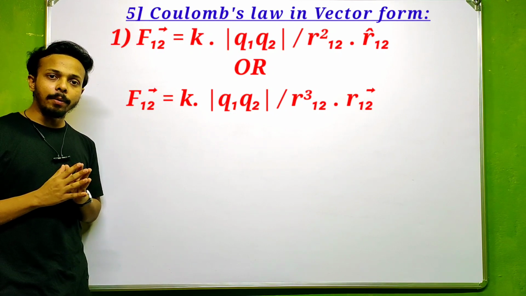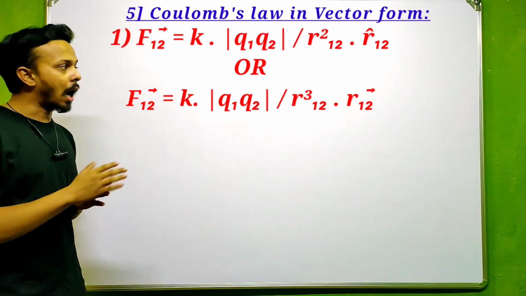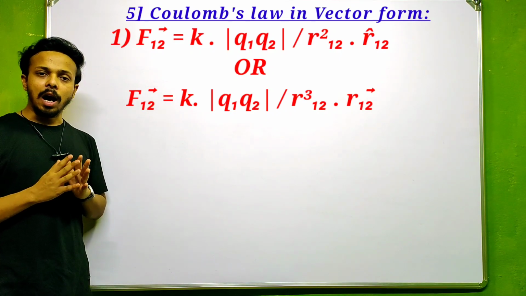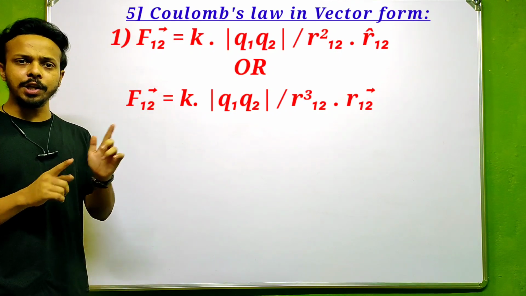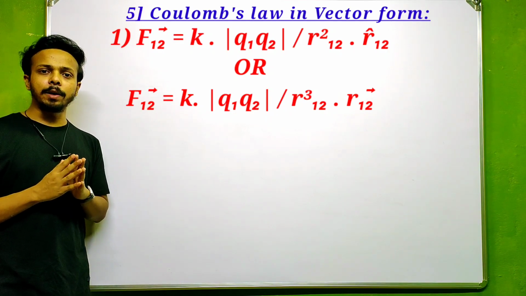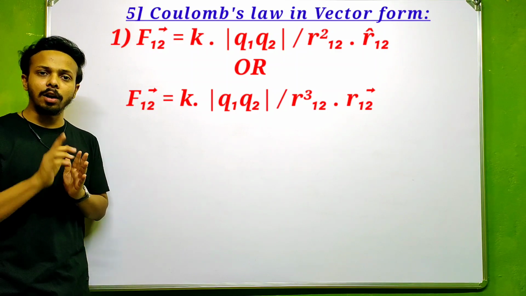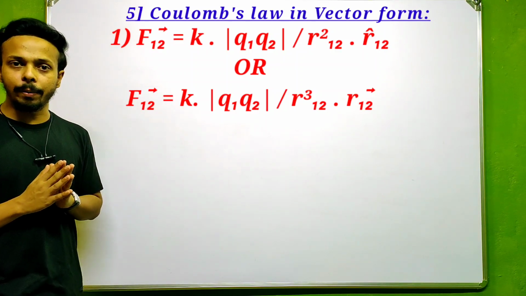Now what is r12 cap? It is a unit vector along that direction. So what is r12? r12 is the distance between first charge and second charge. It is the distance between first charge and second charge. So r12, the unit vector along that direction, is r12 cap.